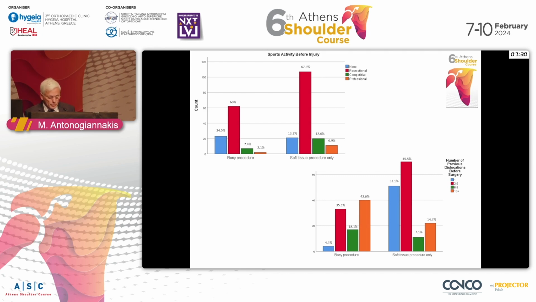And that is well seen in the second chart, where you can see that in the bone procedure group you have 42% with more than 10 dislocations, when in the soft tissue procedures, most of them have 1 to 2 dislocations.